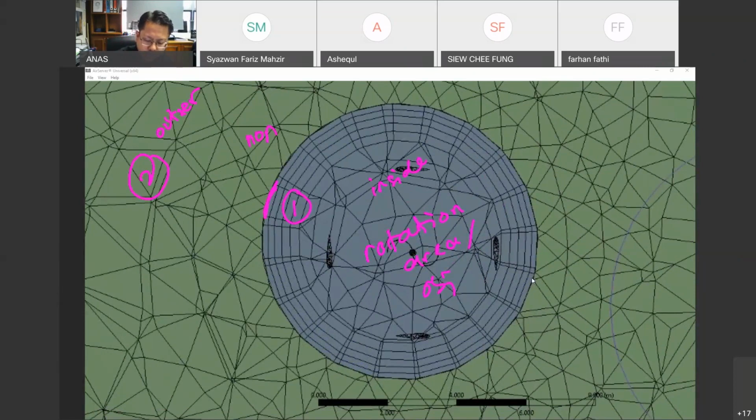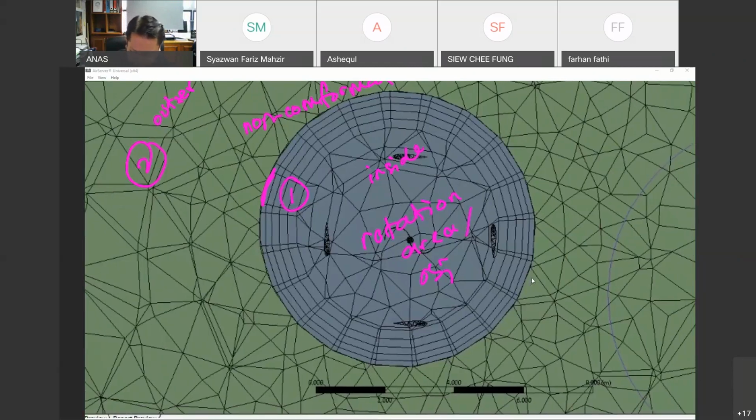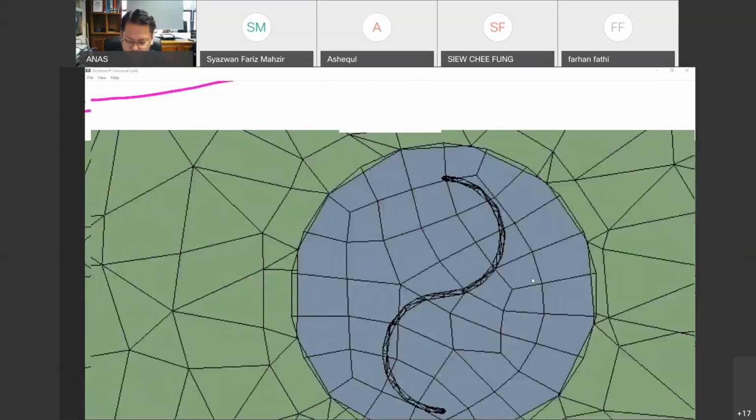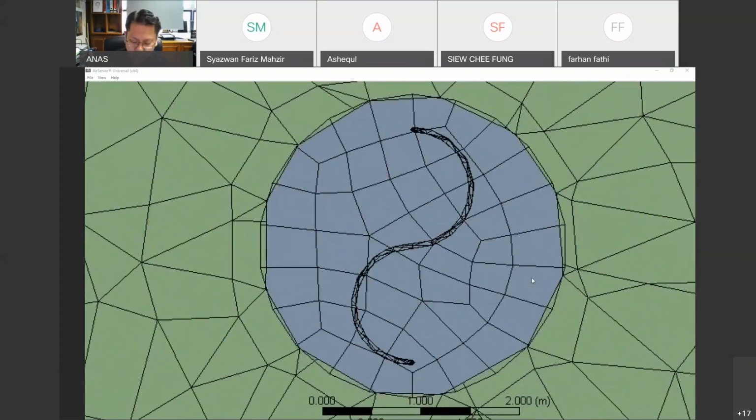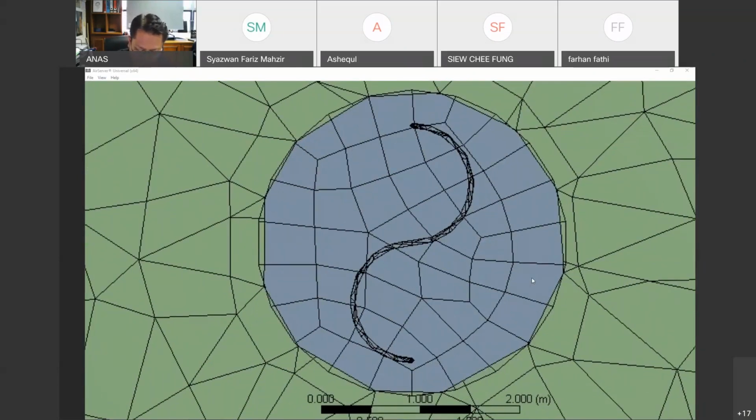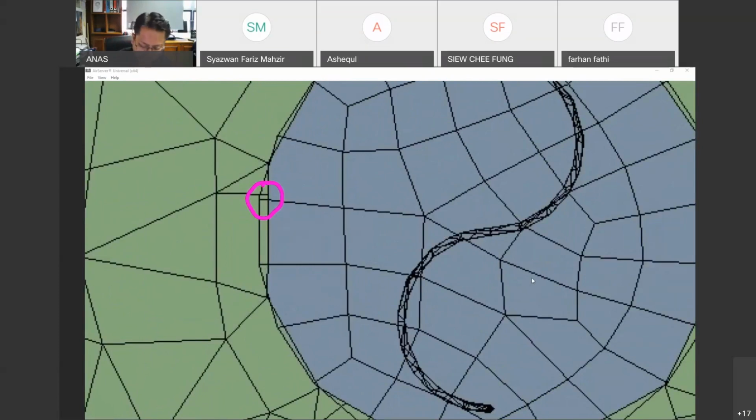So non-conformal basically means it does not match. This is a very clear example of the mismatch. You can see over here, all the mismatch happening in the domain. Similarly, this is another example from the student. You can zoom in and see that here.